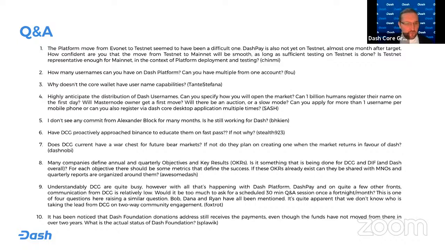This is one of 4 questions here raising a similar question. Bob, Dana, and Ryan have all been mentioned. It's quite apparent that we don't know who is taking the lead from DCG on two-way community engagement. Yeah, I agree with these comments.